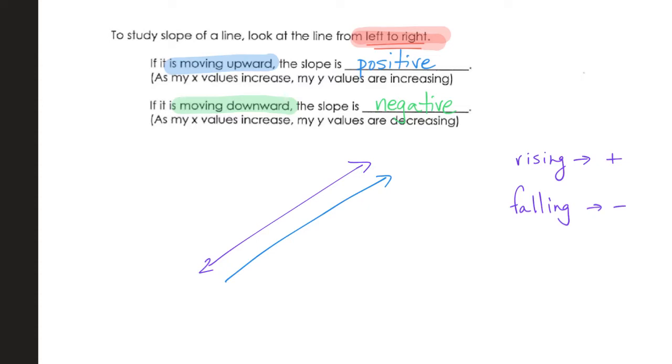As I move left to right, that line is moving upward, and therefore we would say that it has a positive slope. If we were to then see a line that was falling, then I would have to consider as I move left to right, my graph is moving downward, and therefore it has a negative slope. Okay, being able to identify positive and negative slopes is your first big idea. Okay, let's keep going.